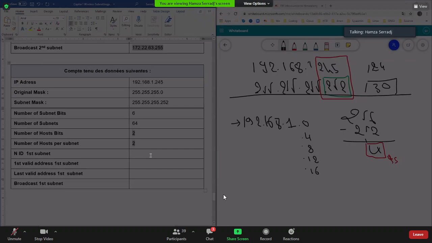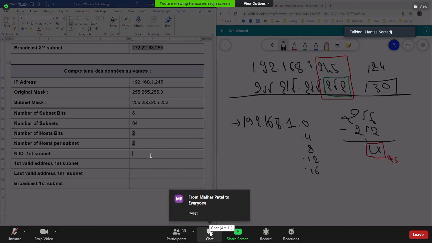As you can see, I have 64 subnets, and in each subnet I have just 2 valid IP addresses. For what do we use those kinds of networks? Who wants to have a network that has just 2 valid IP addresses? Who can give me an example here? All I need is 2 addresses.